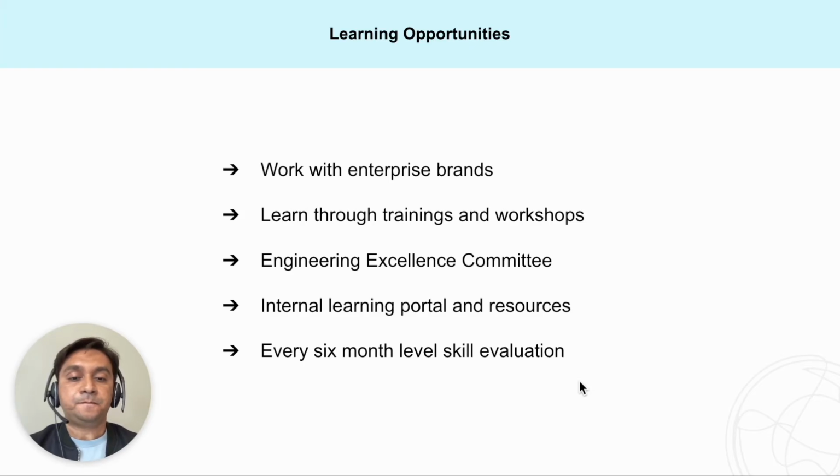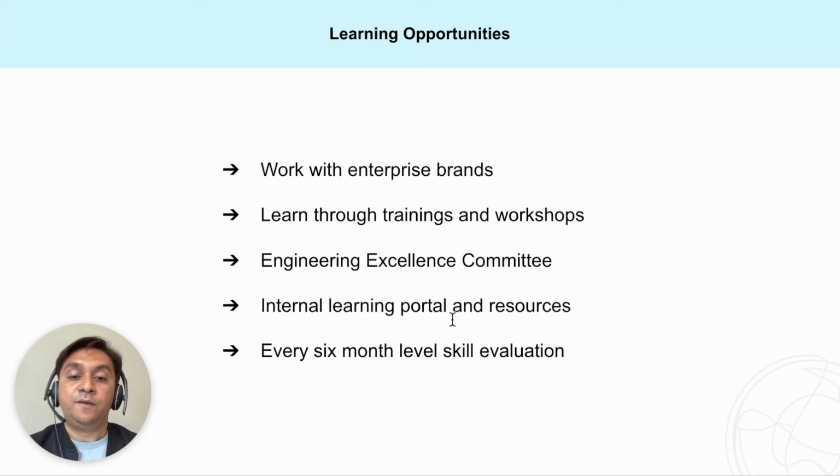And the next point is about internal learning portals. So at Multidots, we have created multiple internal learning resources that we have gathered from our 13 years of learnings, and we provide access to all our employees so that they can utilize and gain advantage out of it.